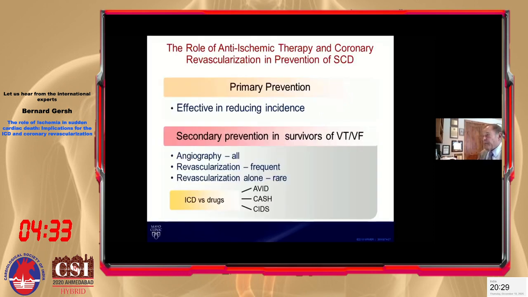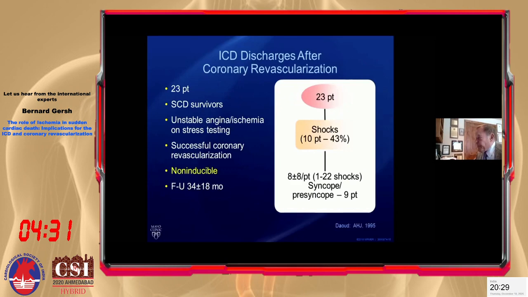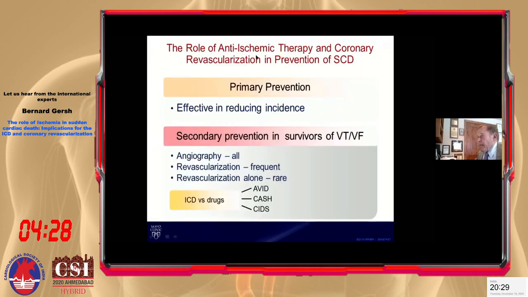So to conclude, the role of anti-ischemic therapy and coronary revascularization in the prevention of sudden cardiac death. For primary prevention, anti-ischemic therapy is effective in reducing incidence. We learned that from the beta blocker trials. The rate of sudden cardiac death was reduced. For secondary prevention, in survivors of VT/VF, I think all should go to angiography. The timing of angiography we can discuss.